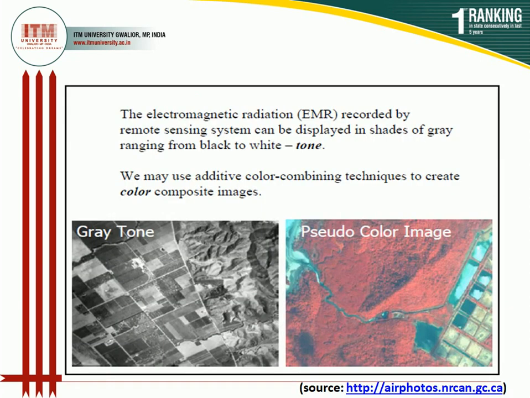Here in this diagram there are two sorts of things. There is a picture representing different types of vegetation or any object having different shades of gray. It can be converted into a pseudo color image representing a particular phenomenon.